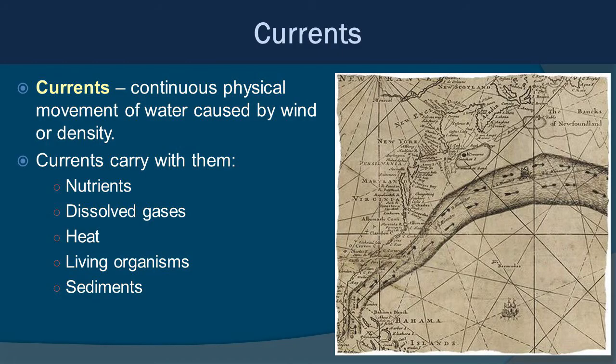All right, it's time to start talking currents. A current is a continuous physical movement of water caused by wind or density. And to the right, you actually see an old map showing the Gulf Stream coming up from Florida and, of course, what we call the North Atlantic Drift eventually at the top there in the north. Now, currents carry with them nutrients, dissolved gases, heat, living organisms, and even sediment. And that's why currents are really a big deal in the ocean.